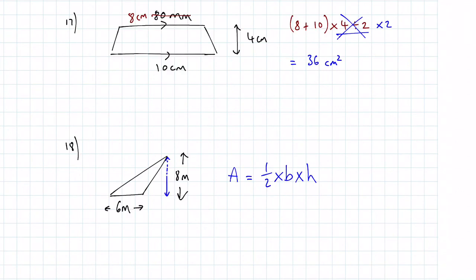So let's just get that answer down there. We've got half the base times the height, half of whatever that is. Well, 6 times 4 is 48. Half of 48, 24, working in metres, square metres.